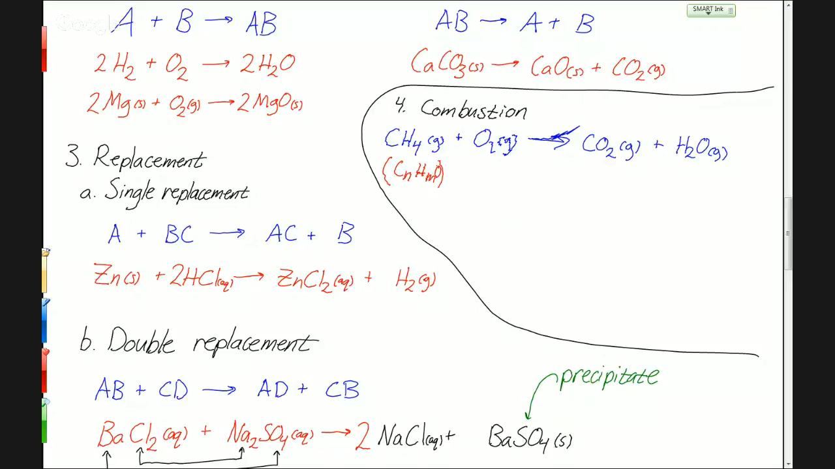Now this one isn't balanced, so we should balance it. To do that, go here. And in this type of combustion, this is always what we're going to form. We will always form carbon dioxide and water as products. So that's a pretty easy one to spot and to know about what's happening because it's pretty specific.